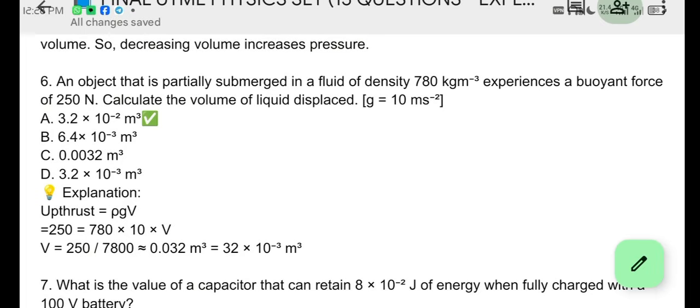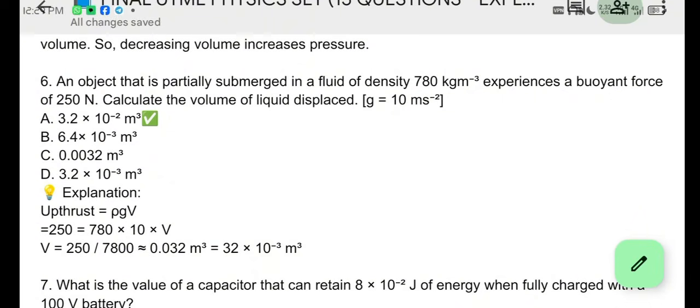Now it said calculate the volume, so it's just V. So it will now be 250 is equal to 780 times 10 times V. So when you multiply and make V the subject of formula, it will now be 250 over 780 times 10, which is 250 over 7,800. When you do the maths, you get 0.032 meter cube.